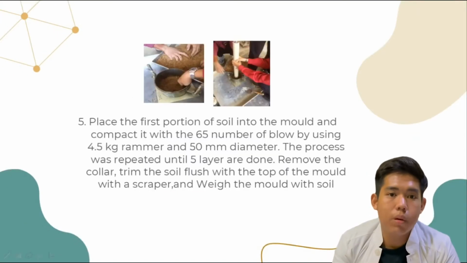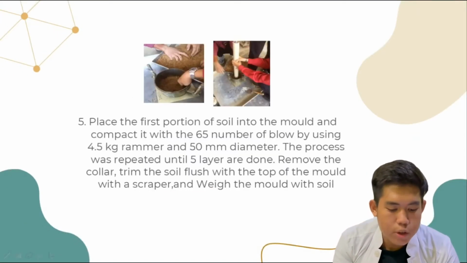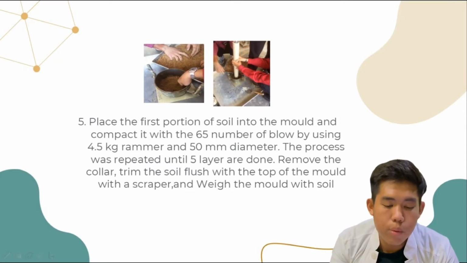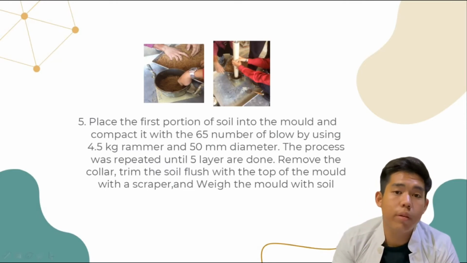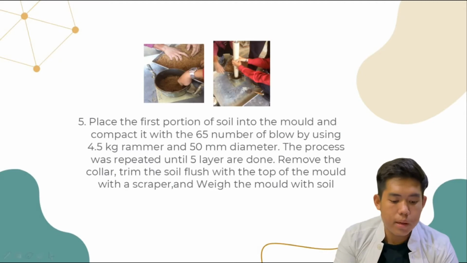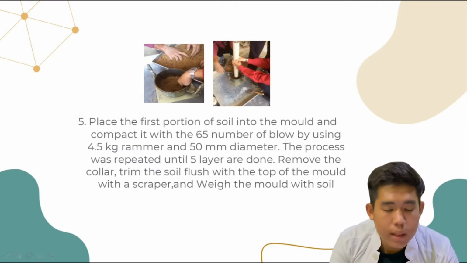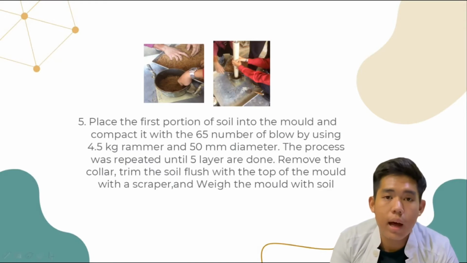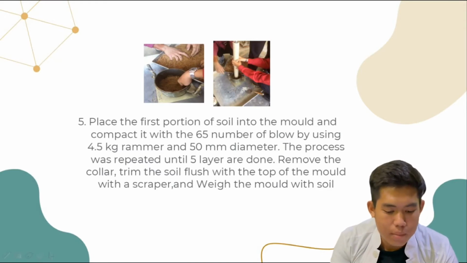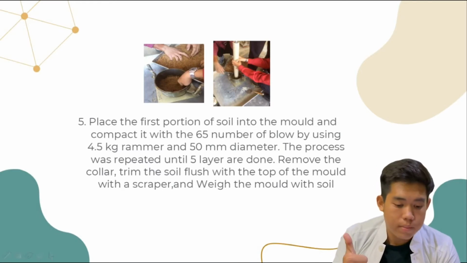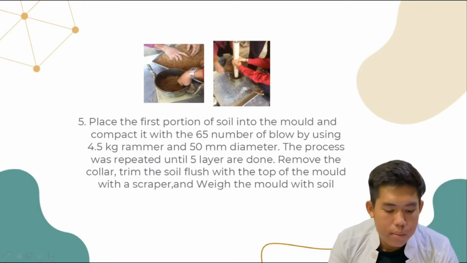And lastly, number 5, place the first portion of soil into the mold and compact it with 65 blows by using a 4.5 kg rammer and 50 diameter. The process was repeated until 5 layers are done. Next, remove the collar, trim the soil flush with the top of the mold with a scraper, and weigh the mold with the soil.